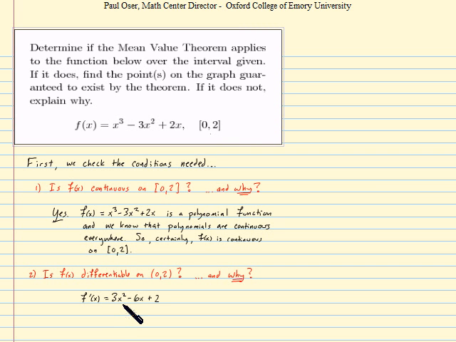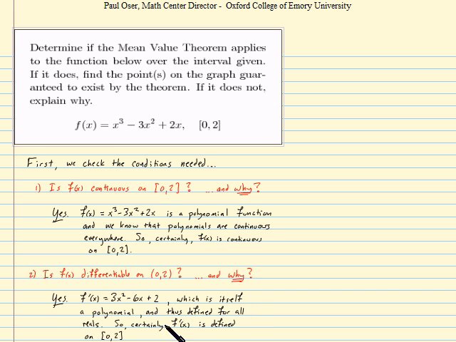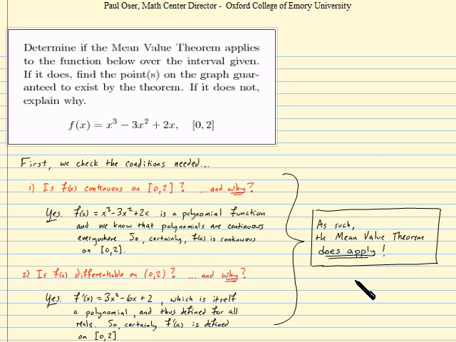So just like above, we need to write something to that effect. Maybe something like this. Yes, we know it's differentiable. Here's the derivative. Notice it's a polynomial, and thus it's defined for all reals, so certainly f prime of x is defined on (0, 2), which makes it differentiable. Great. We have continuity over the appropriate closed interval. We have differentiability over the appropriate open interval. We have met both conditions of the mean value theorem, and as such, we can conclude the mean value theorem does apply.